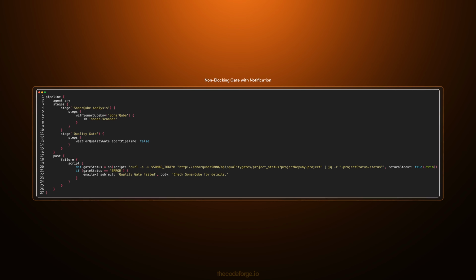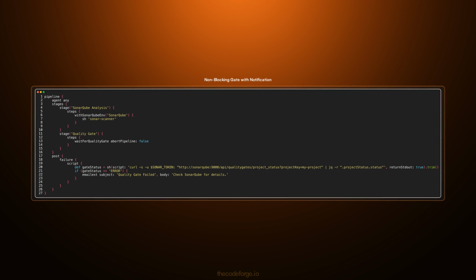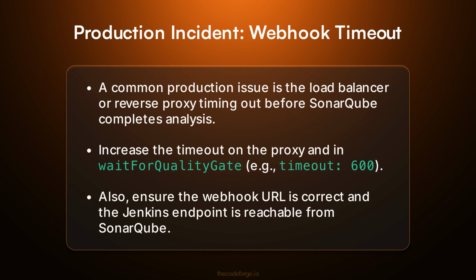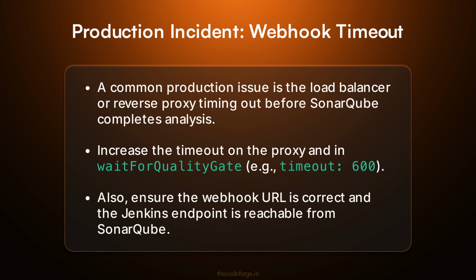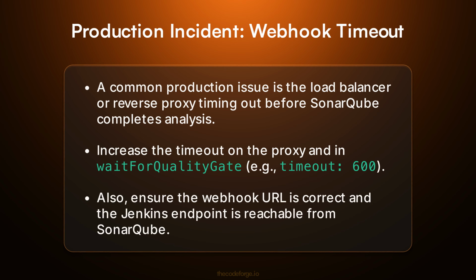Instead of aborting the pipeline immediately, set abortPipeline: false, and use a post block to send notifications. This allows the build to continue while alerting the team. A common production issue is the load balancer or reverse proxy timing out before SonarQube completes analysis. Increase the timeout on the proxy and in waitForQualityGate, e.g., timeout 600. Also, ensure the webhook URL is correct and the Jenkins endpoint is reachable from SonarQube.